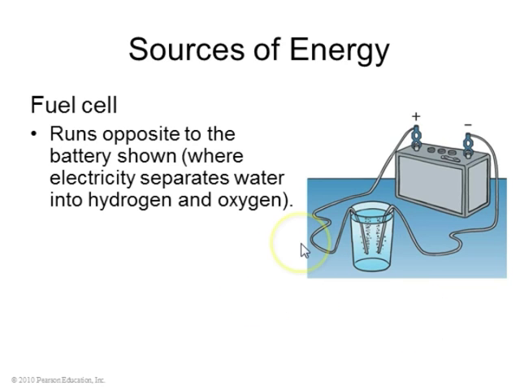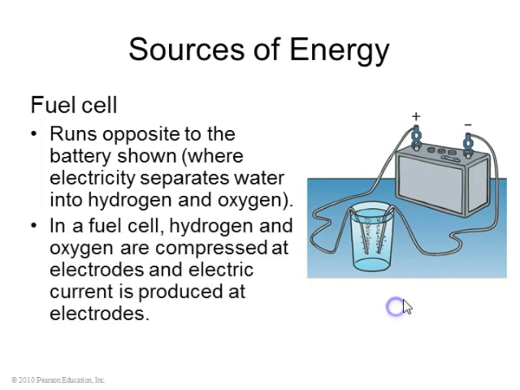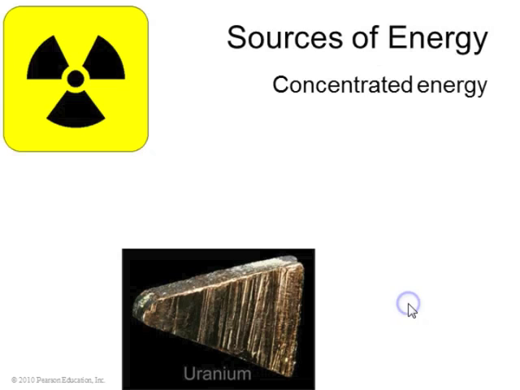A fuel cell uses hydrogen and oxygen, which combine to make water and energy. This is just the opposite of the process in which you run electricity through water and create bubbles of hydrogen and oxygen. If you reverse that process, you can create energy that way.